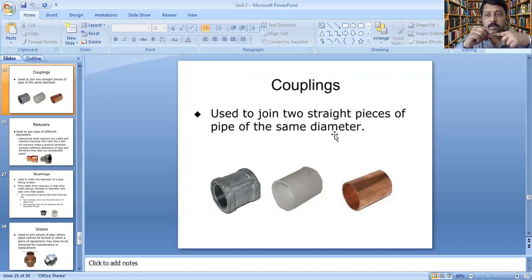In this section, as you can see on the screen, if you want to join two pipes, you can use a coupler over there. And this coupler is having the internal thread, as you can see over here. Sometimes it is used with a press fit.